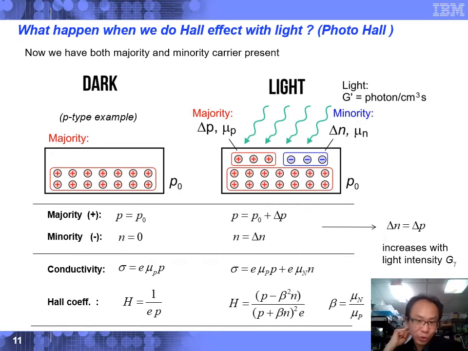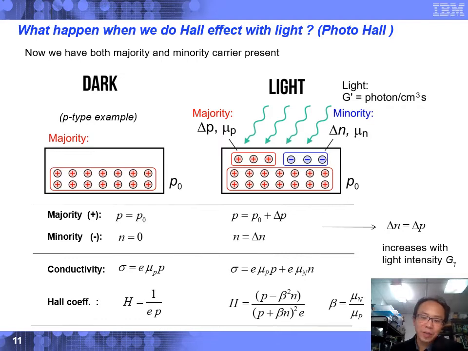So what happens when you do the Hall effect with light? What I just described is the classical Hall measurement without light, or in the dark. Imagine you're only dealing with p-type material, so you're only dealing with holes in the dark. But under light, you also have a minority carrier, which is the electron. Under constant illumination, you can start with the assumption that the excess electron density equals the excess hole density, delta n equals delta p.